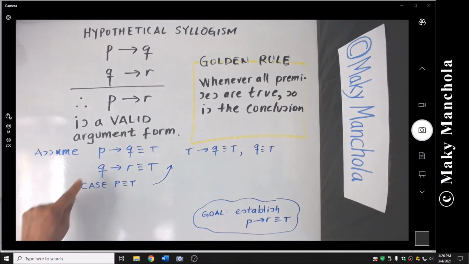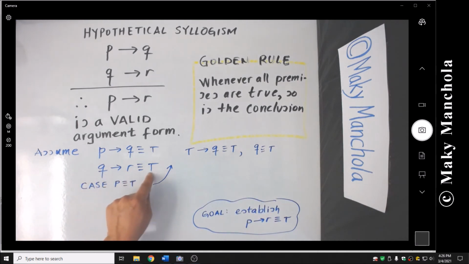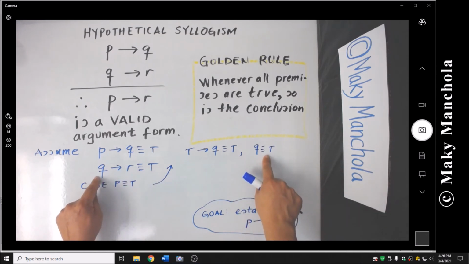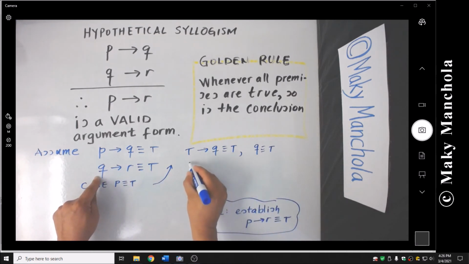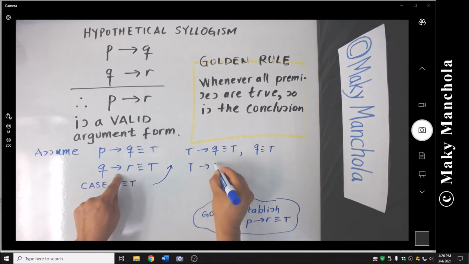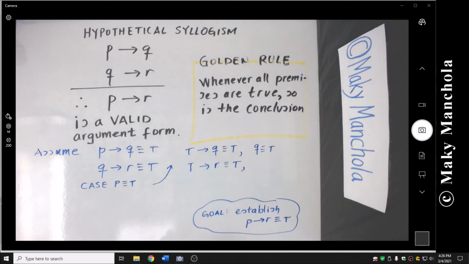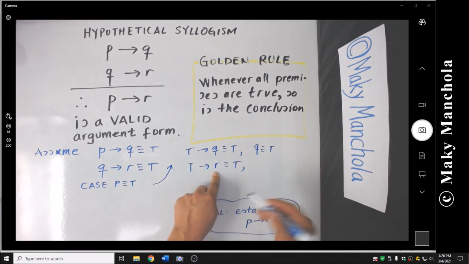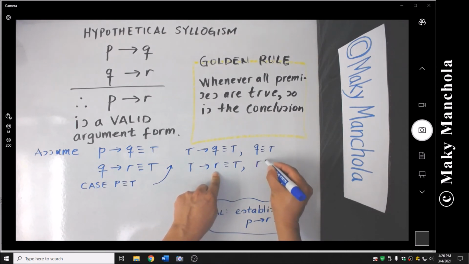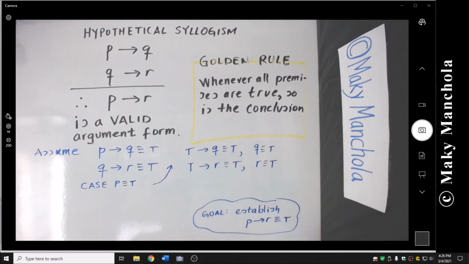Now, our second premise, Q implies R, is true. But now we know Q is true. So let's substitute. True implies R is true. Again, in order for the conditional true implies something to be true, that means the something has to be true by definition of the conditional. So here R is also true. Okay, that's what we get when P is true.